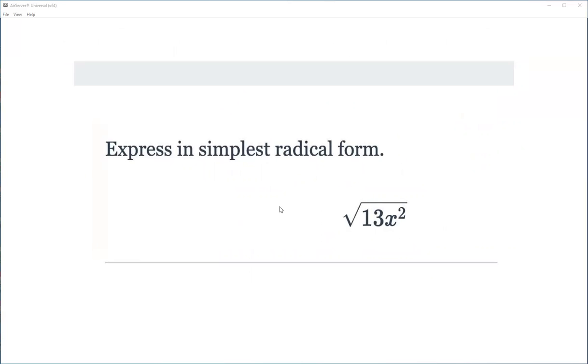Express this in simplest radical form. Well, if you split this up, radical 13 and then radical x squared. Can't really do anything with radical 13, but this cancels out. This is x to the 2/2, you put it into a fraction. x to the 2/2 is just x to the first power. And so you bring the x to the first power out, and then the 13 stays inside.